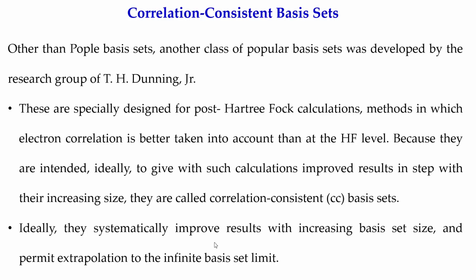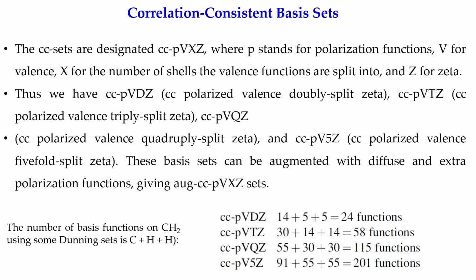Ideally, they systematically improve results with increasing basis set size and permit extrapolation to the infinite basis set limit. So we can use more and more basis functions toward infinity. These basis sets are written as cc-pVXZ, where cc stands for correlation consistent, p stands for the polarization function, V stands for valence, X is the number of shells the valence functions are split into, and Z stands for zeta.